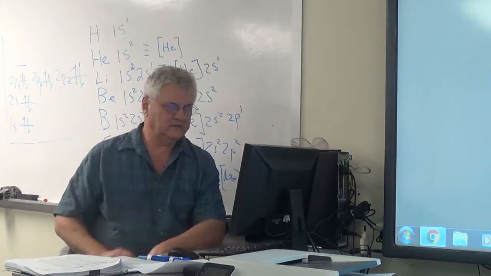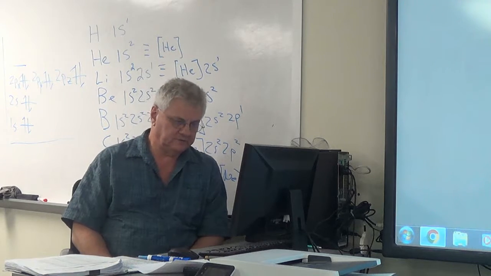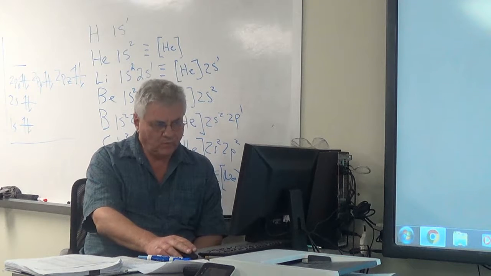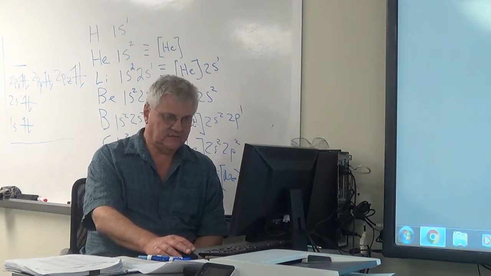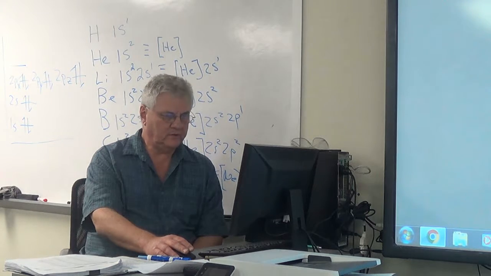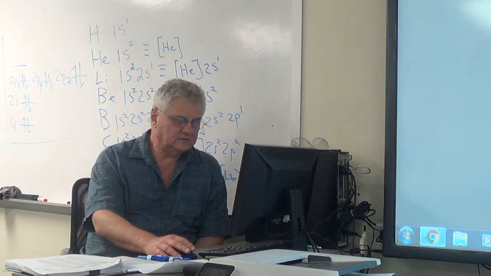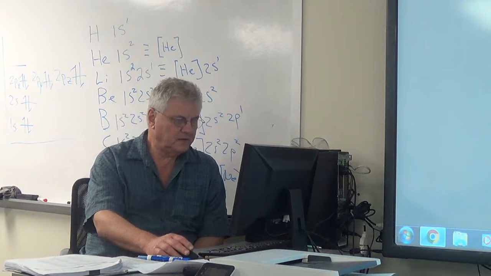So here is the electron configuration of hydrogen. There's 1 electron in the 1s orbital. The 1 tells us the principal quantum number is 1. The s tells us the angular momentum quantum number L is equal to 0. And this is the number of electrons in the orbital. Okay?